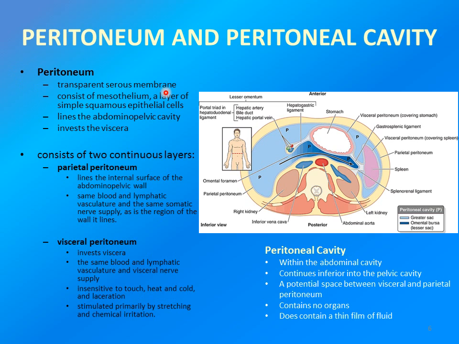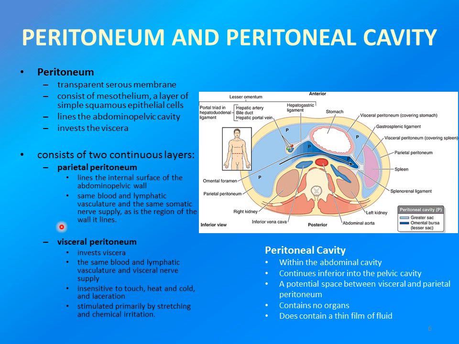Peritoneum is a transparent serous membrane. It consists of a thin layer of simple squamous epithelial cells, and it lines the abdominal pelvic cavity as well as investing the viscera. Peritoneum consists of two continuous layers: the parietal peritoneum that lines the internal surface of the abdominal pelvic wall, and this layer has the same blood and lymphatic supply as well as the nerve supply of the region of the wall that it lines.